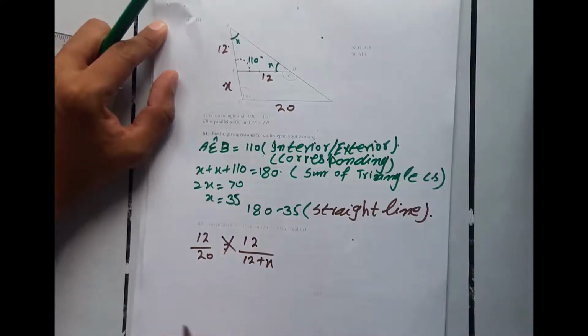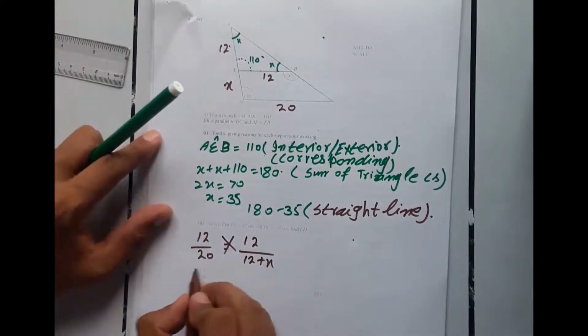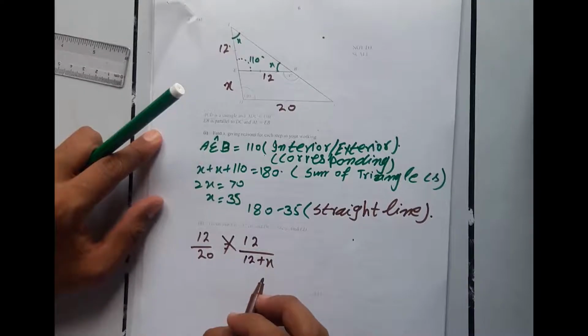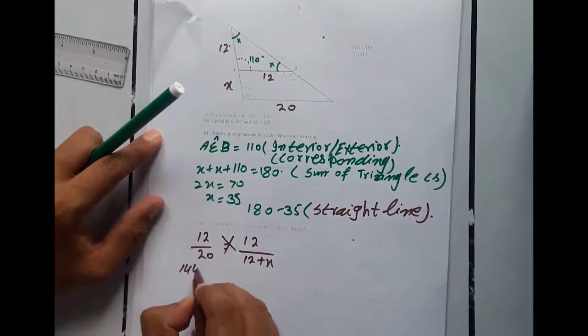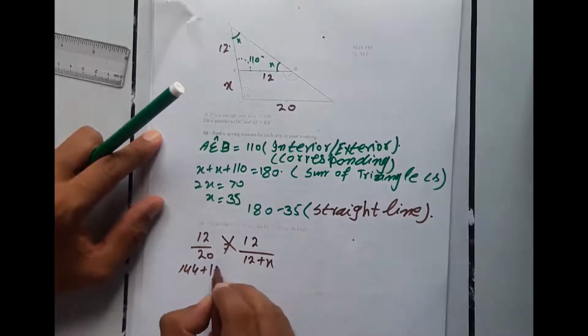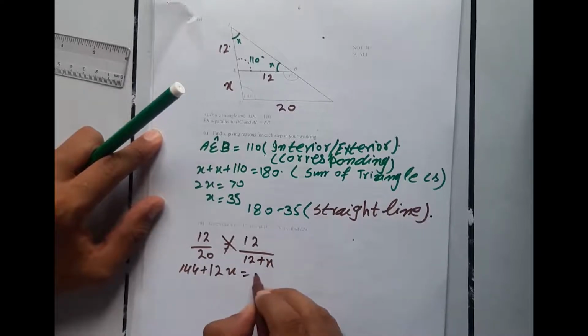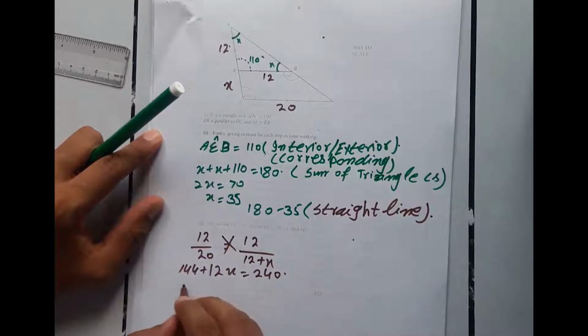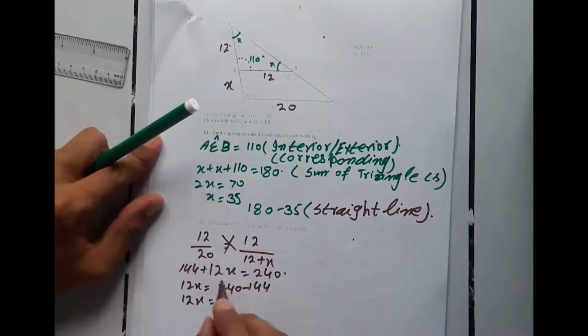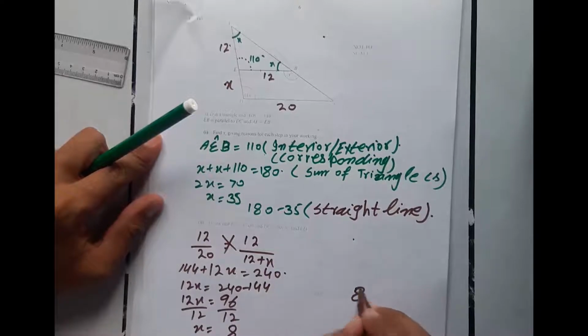You will cross multiply. So 12 into 12 is 144, plus 12 into x is 12x. So 12 into 20 is 240. 144 will be subtracted on the other side. So 12x is equal to 240 minus 144. 12x is equal to 96. We'll divide by 12 on both sides. So x is equal to 8, which is your final answer.